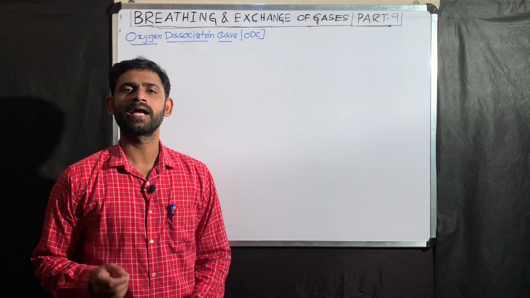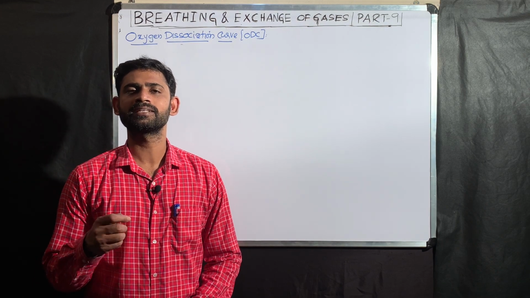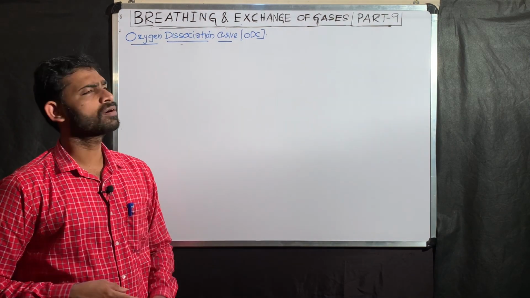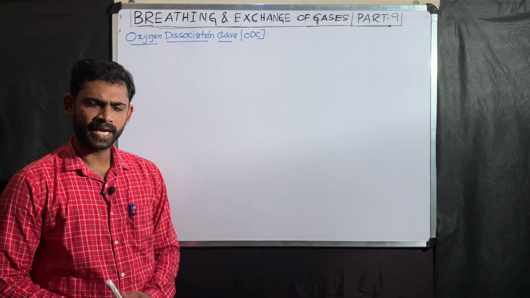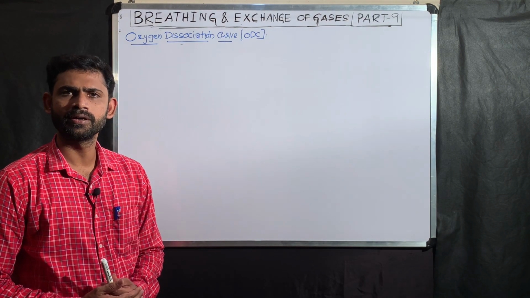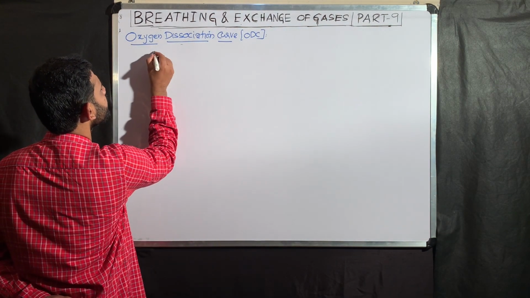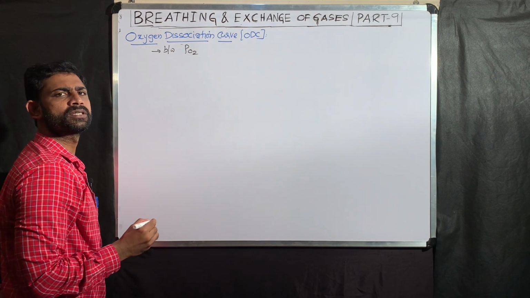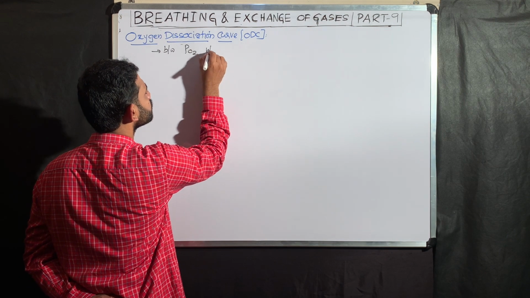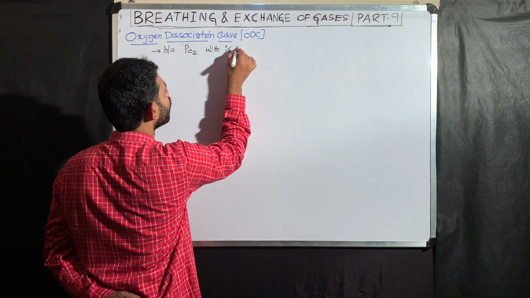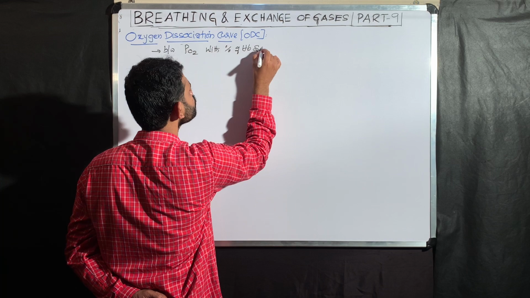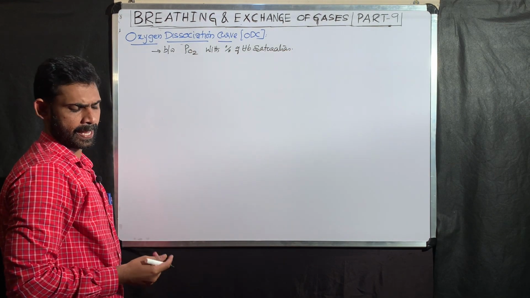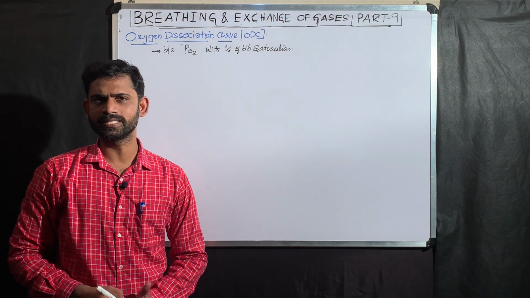In the last part, I started explaining about the transport of oxygen. The same concept I am continuing with the oxygen dissociation curve. Actually, how will this oxygen dissociation curve be obtained? It is a graph between PO2, meaning the partial pressure of oxygen, with the percentage of hemoglobin saturation with oxygen. Actually, what is the importance of this ODC?